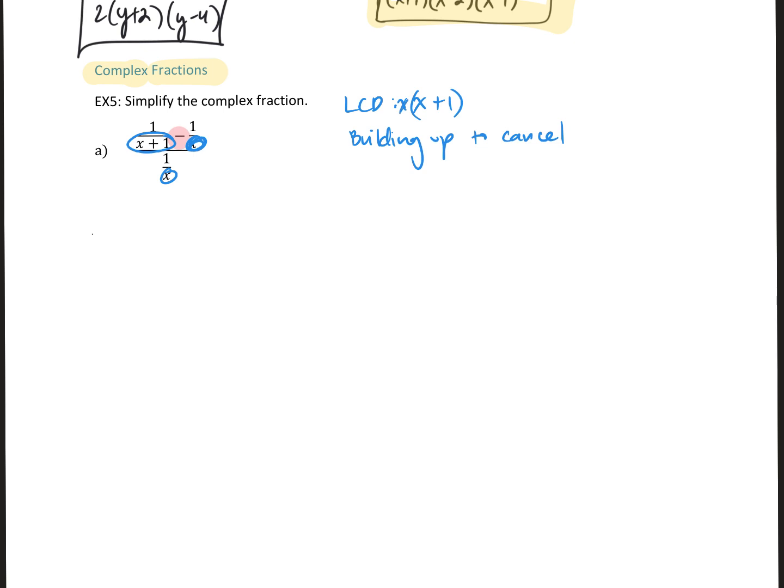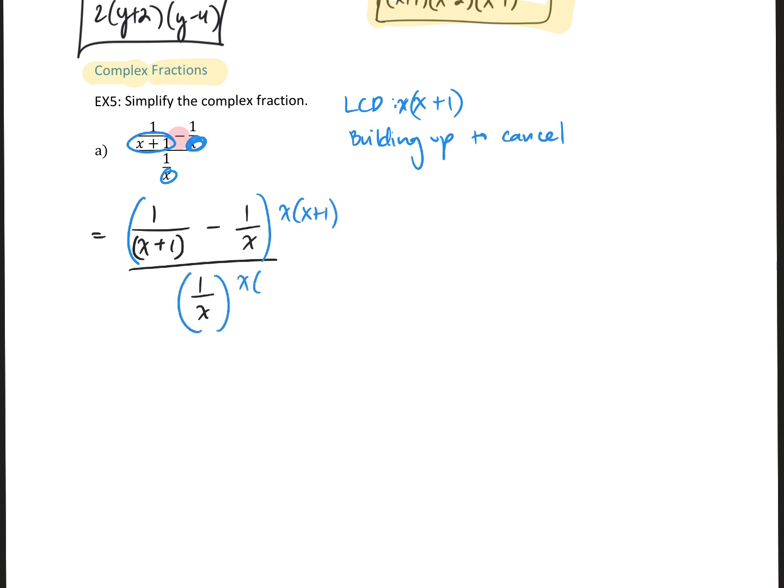Okay, so let me write this out in my own handwriting, so it's a wee bit bigger. And in order to remember that this is the term, I'm going to go ahead and put the parentheses around that. Okay, so again, building up property, I'm going to multiply the top of my fraction by x times x plus 1, and I'm going to multiply the denominator, or the bottom of my fraction, by x times x plus 1. Again, I'm doing it to the top and the bottom of my big fraction. And again, what is the goal? To cancel the mini fractions.